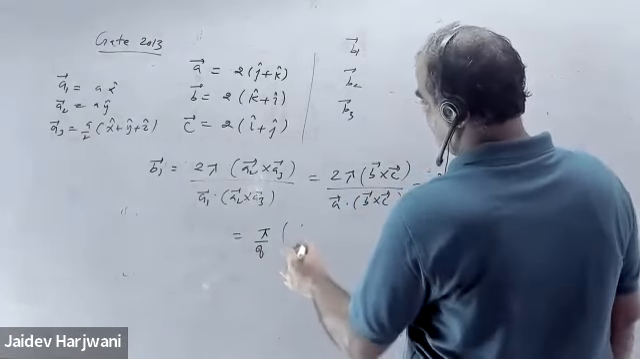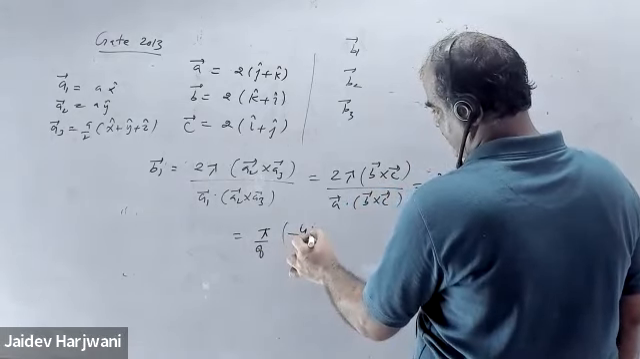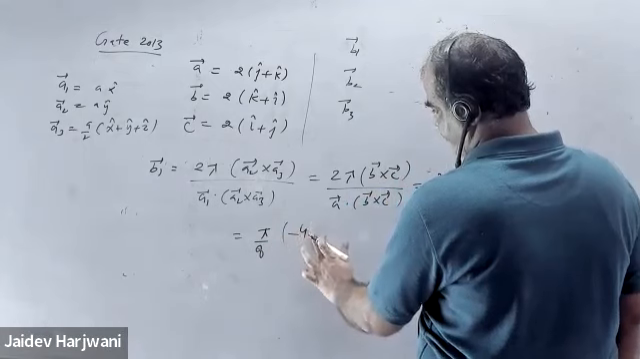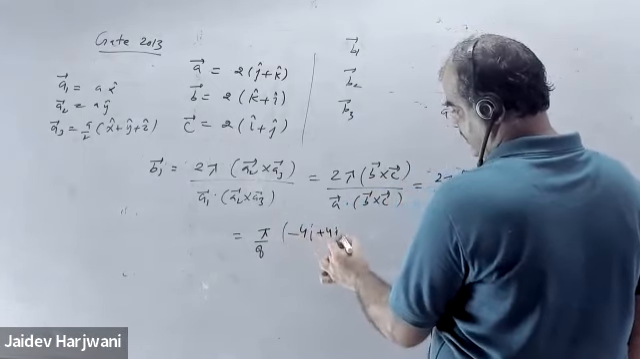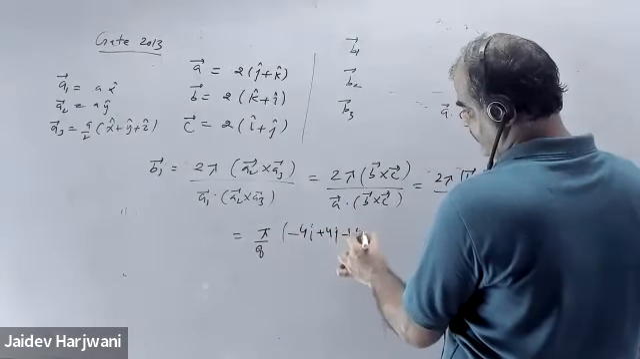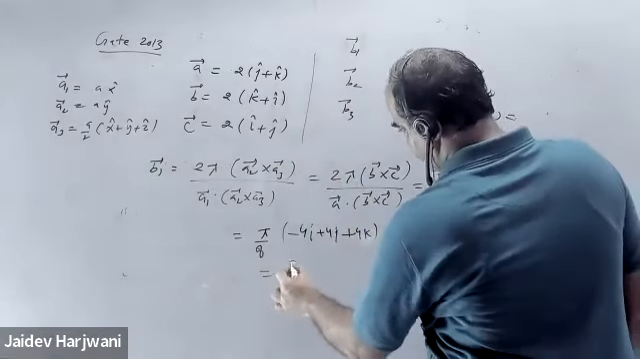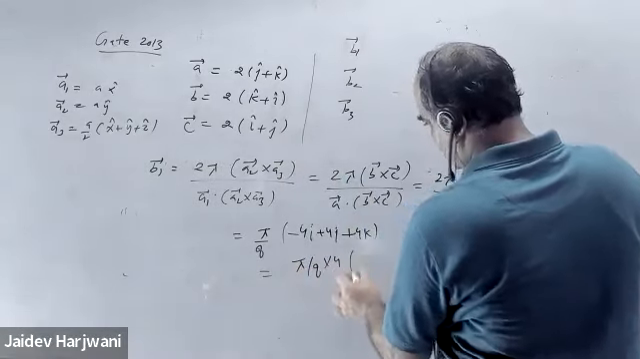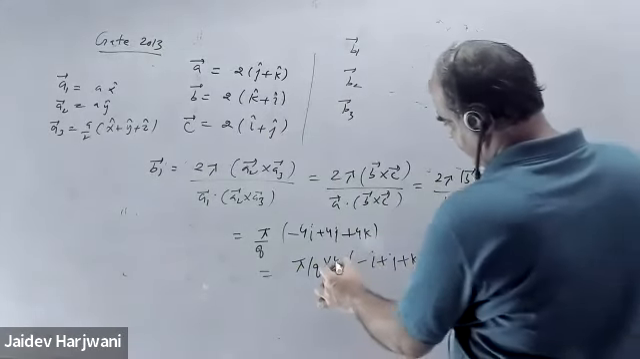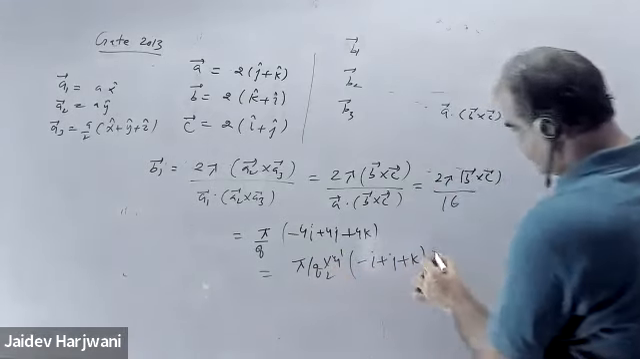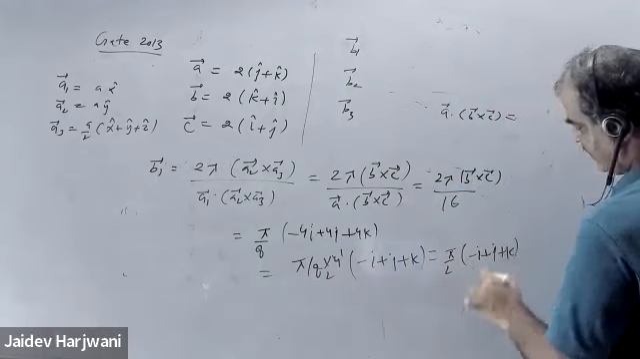Minus 4i cap plus 4j cap plus 4k. Okay, very good. तो इसमें वो वाले वेक्टर लगाना है आपको. Okay, so solve this one. This will be pi by 8 into 4, so this will be minus i plus j plus k. Okay, so this becomes 1 by 2, so pi by 2 into minus i plus j plus k.